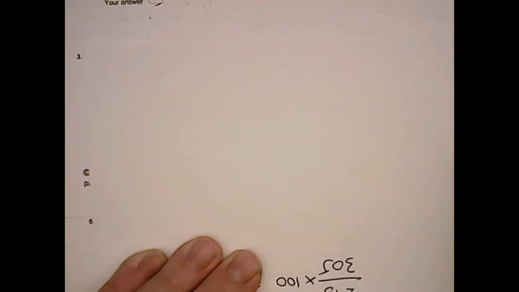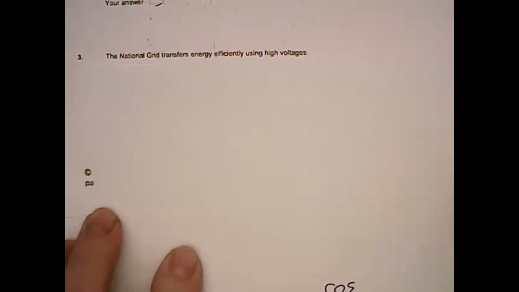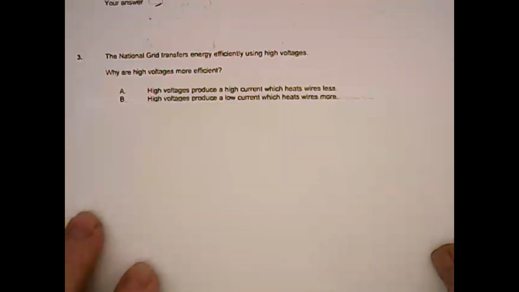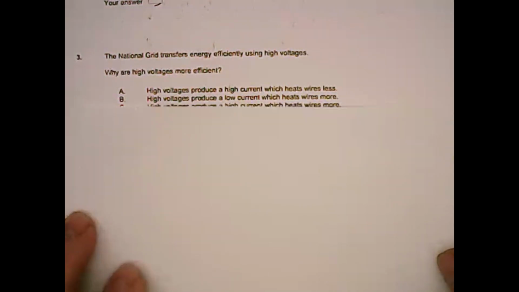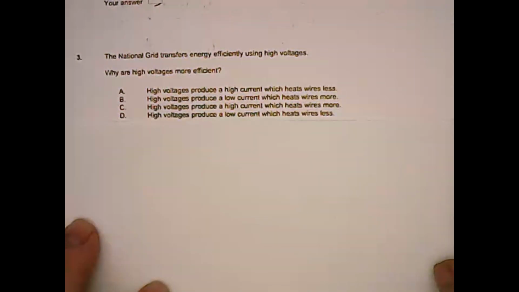Question 3. National Grid transfers energy efficiently using high voltages. Why are high voltages more efficient? So we're thinking about efficiency again. A, high voltages produce a high current which heats wires less. B, high voltages produce a low current which heats wires more. C, high voltages produce a high current which heats wires more. Or D, high voltages produce a low current which heats wires less. What do you think?